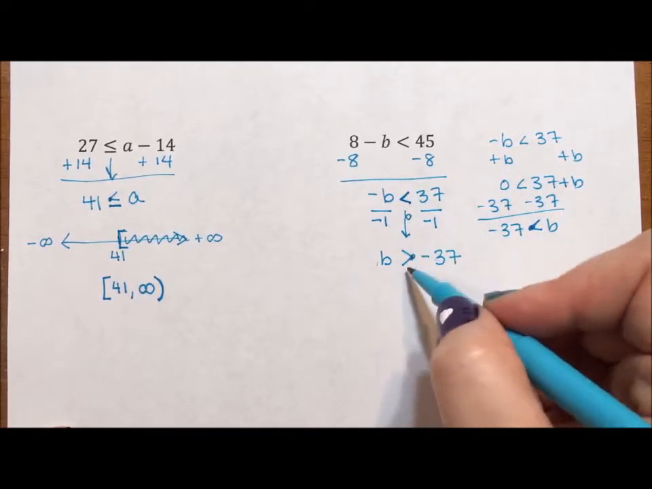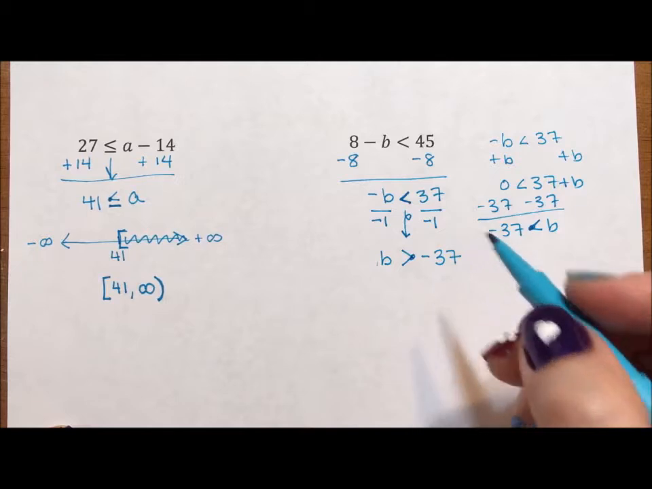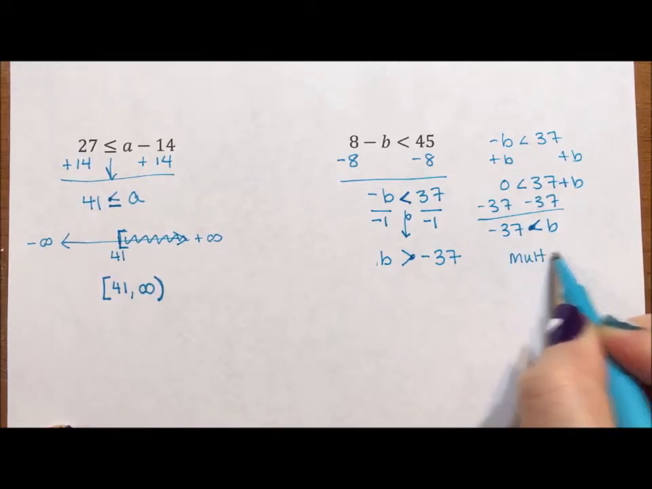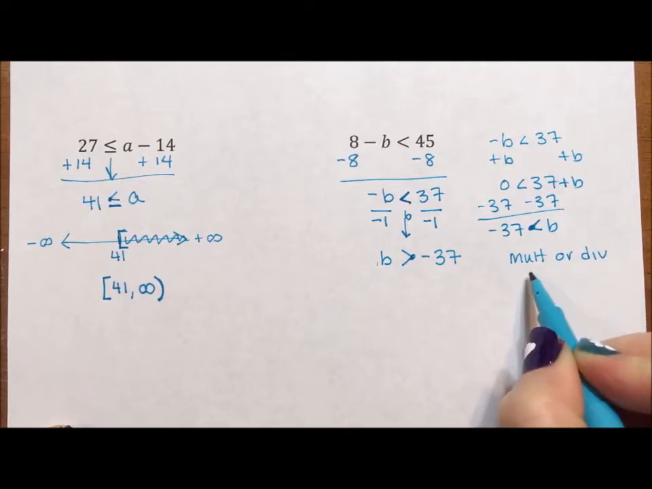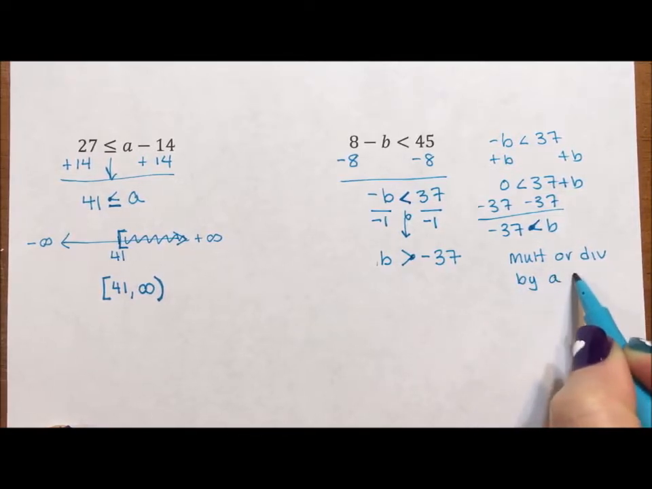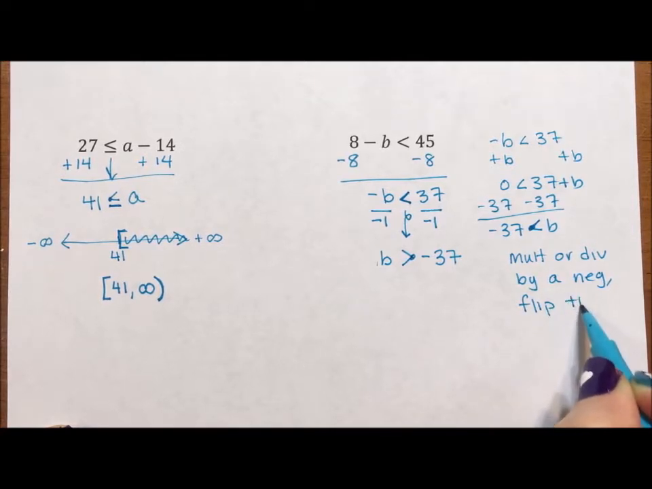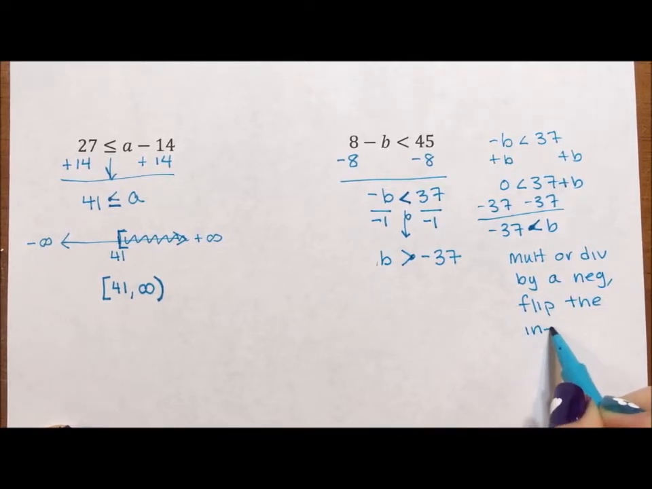This is the easier way, is just to remember if you multiply or divide by a negative, flip the inequality sign.